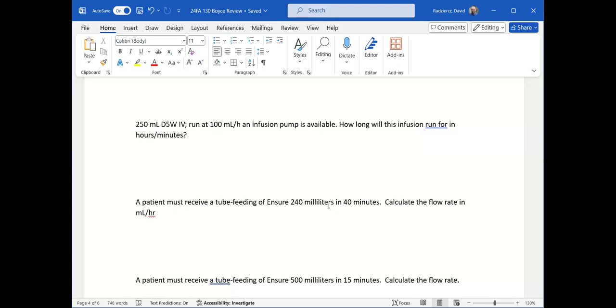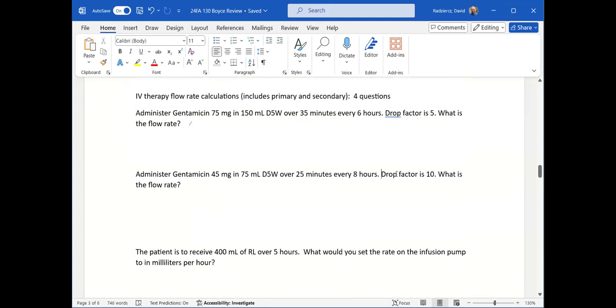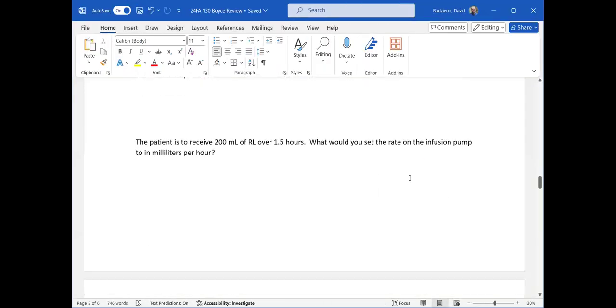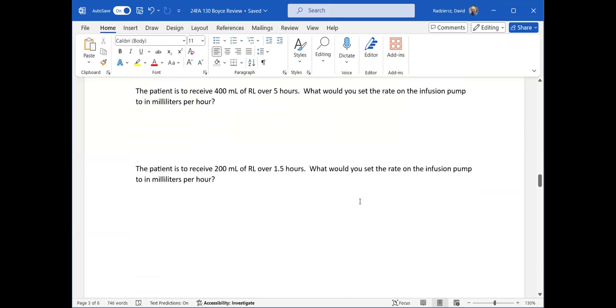If you're wondering if it's a drop type question, typically there's going to be some reference to drops in the context of the question. Meaning, if I go up here and you see where it says drop factor is 10, or it uses microtubing or something along those lines, that's how you know you're most likely going to be calculating a drop rate, even when it just asks for the flow rate. Okay. And then I'll get to that in just a moment.